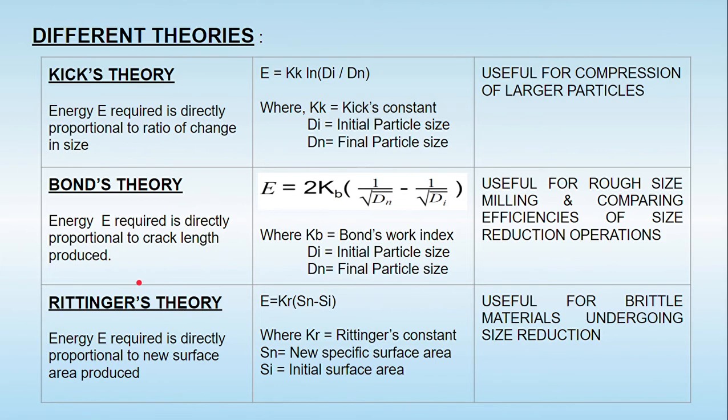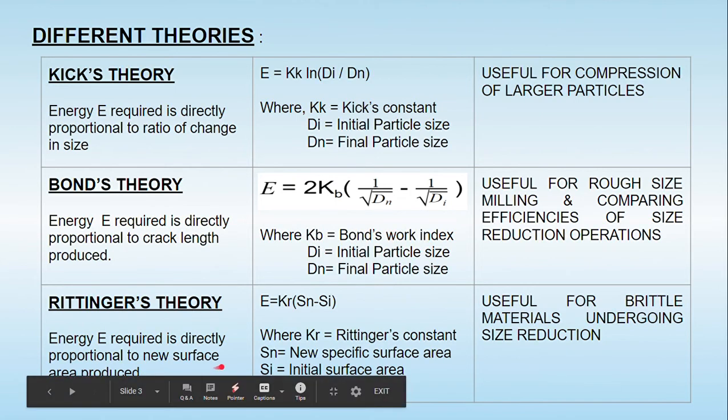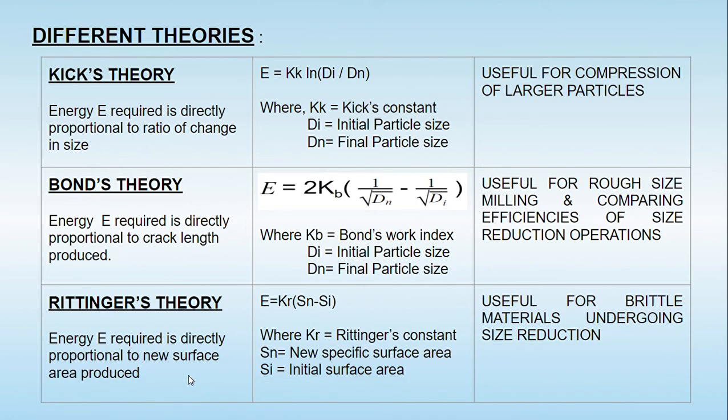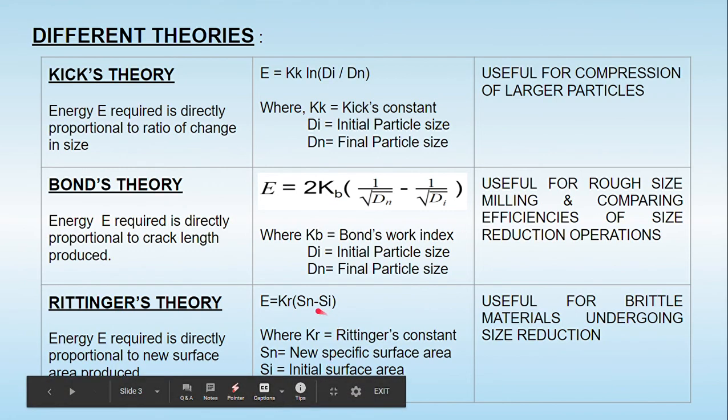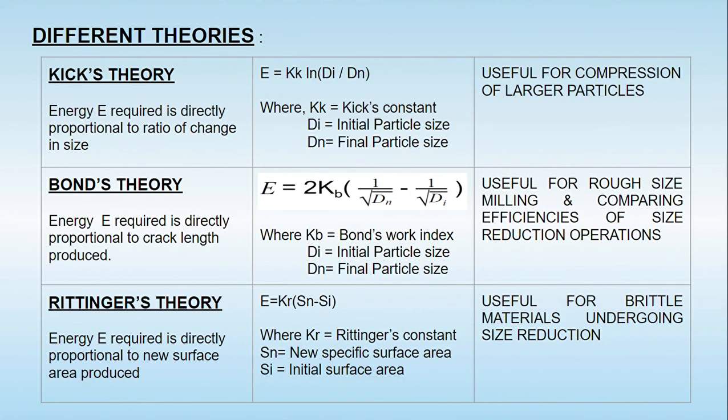The third theory is called Rittinger's theory. Rittinger's theory considers a two-dimensional parameter, that is the surface area. As you know, surface area is the multiplication of length and width. So here we take the difference between the newly produced surface area and the initial surface area, and Rittinger's theory is useful for brittle materials undergoing the size reduction process. So these three are the main theories which highlight the various size reduction processes.